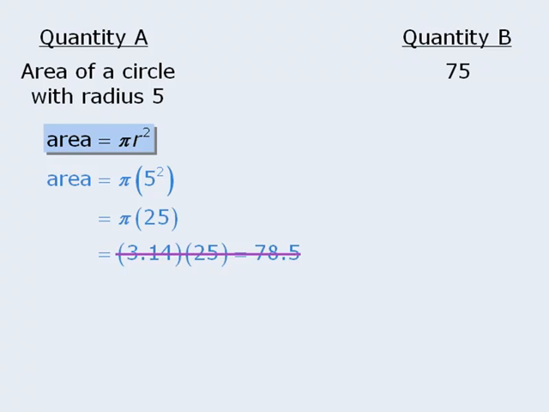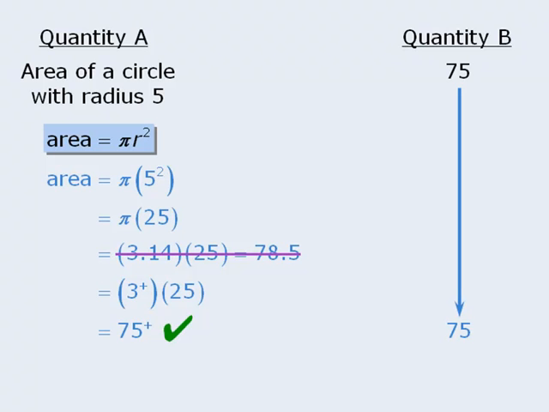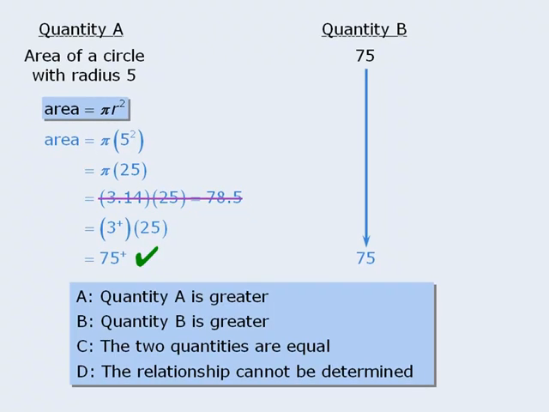Instead, I'd like to introduce you to some notation that you'll see throughout this course. Rather than replace pi with 3.14, we'll replace pi with this. Here, the floating plus sign tells us that we're dealing with a number that's bigger than 3. From here, we can see that if we take a number bigger than 3 and multiply it by 25, we get a product that's bigger than 75. And if we compare a number bigger than 75 to quantity B, we can see that quantity A must be greater. So according to the answer choices, the correct answer here is A.